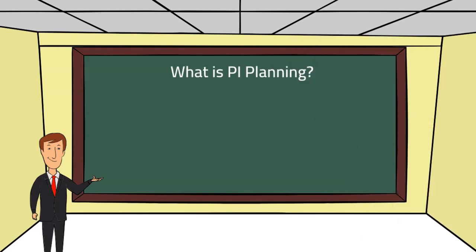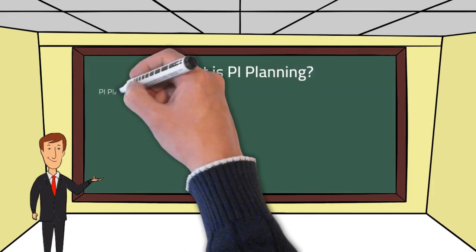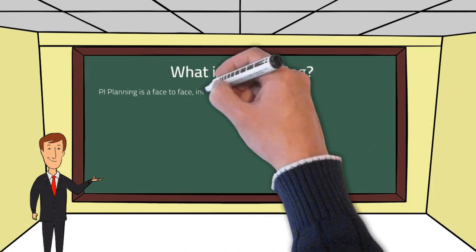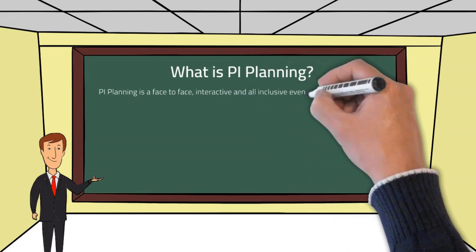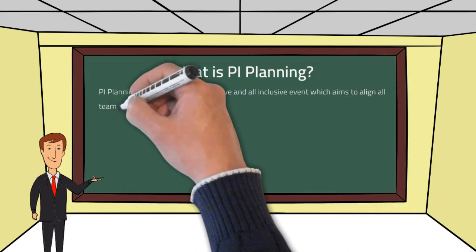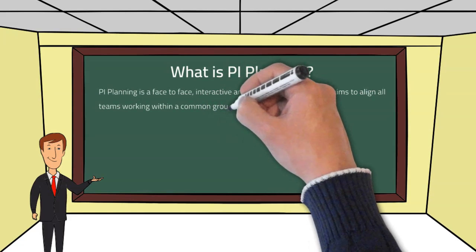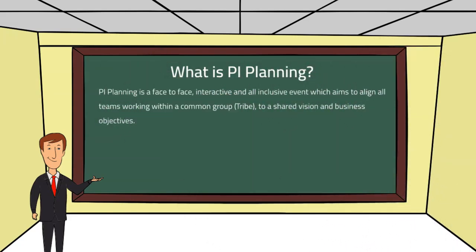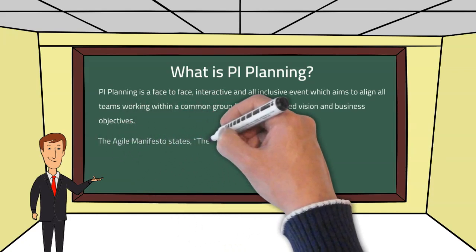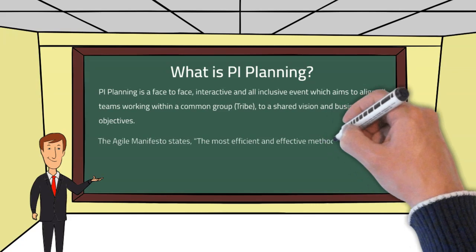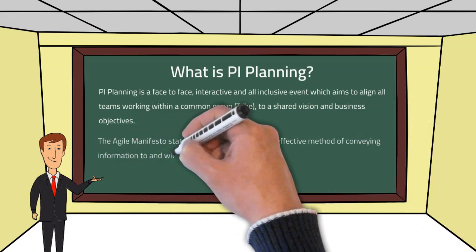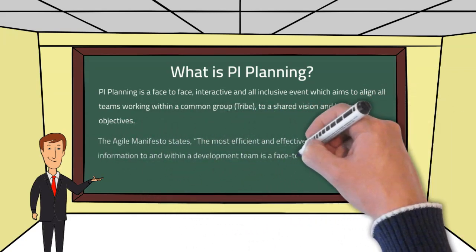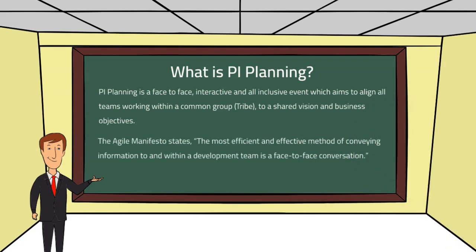So what is PI planning? PI planning is a face-to-face, interactive and all-inclusive event which aims to align all teams working within a common group, within our organisation as a tribe, to a shared vision and business objectives. The Agile Manifesto states that the most efficient and effective method of conveying information to and within a development team is a face-to-face conversation.